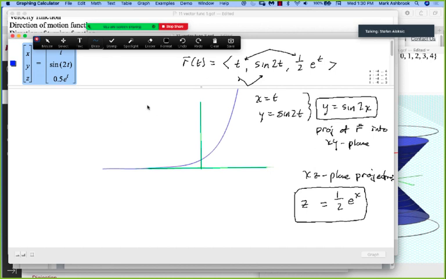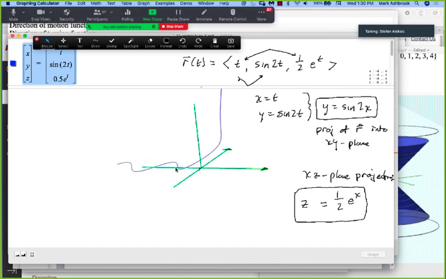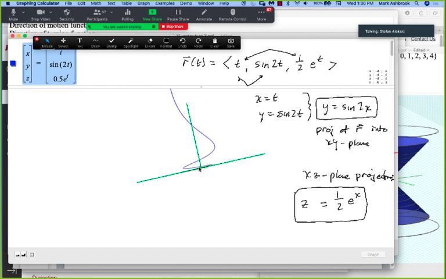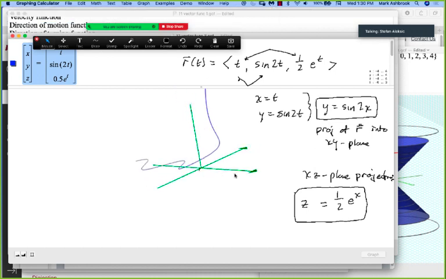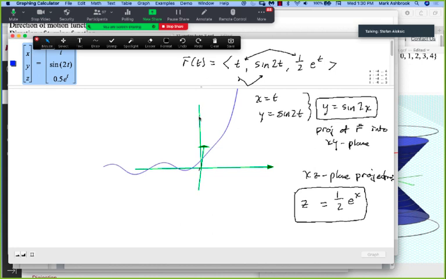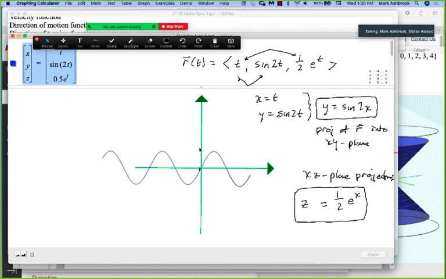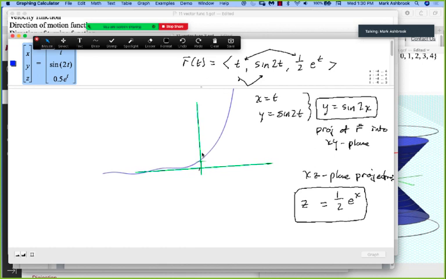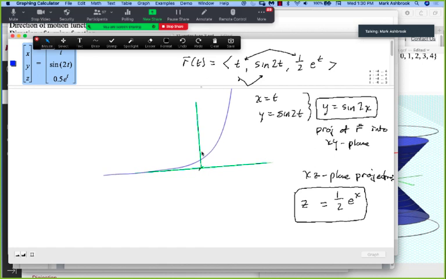The way that you would actually check to make sure that you did it correctly, we couldn't necessarily do on just paper, but if you have a system, you could look at it based off the way that it actually looks. For example, we saw sine of 2x. It should look like a sine graph on that plane. That's what I showed you earlier, right? There's the xy plane. There's y equals sine 2x. Here's the xz plane. There's z equals 1/2 e to the x.